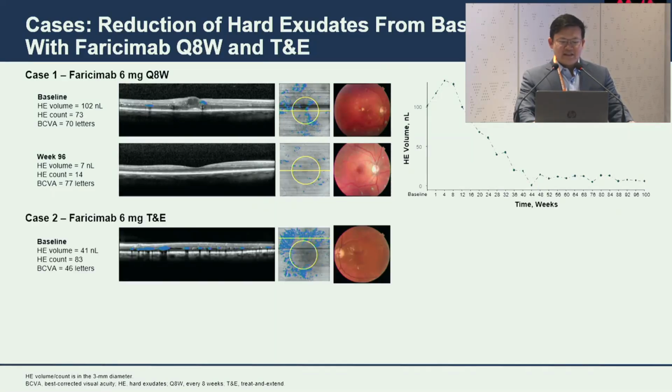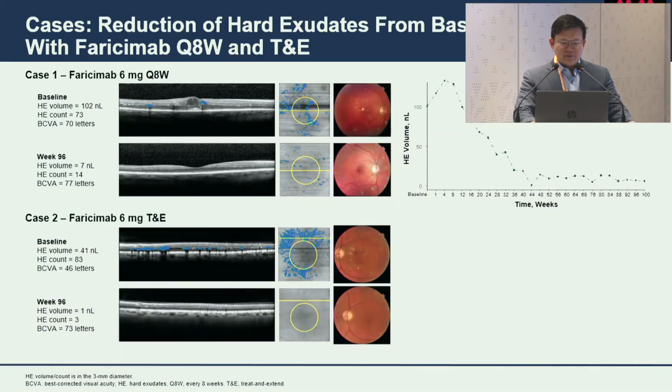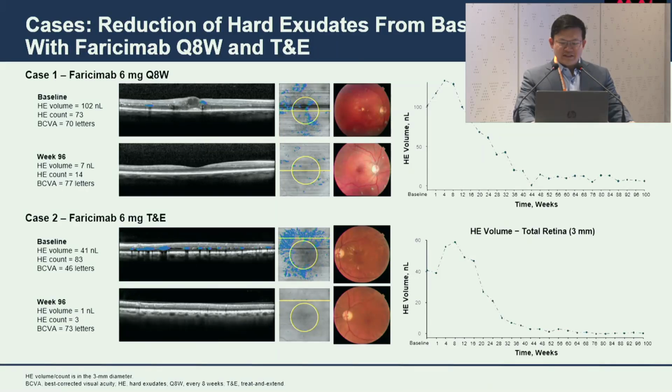A second case in a treat and extend arm of faricimab. This case had a lot of circinate hard exudates, and again at 96 weeks it was a dry retina with a significant reduction in the hard exudates, visible appearance, counts, as well as volume.